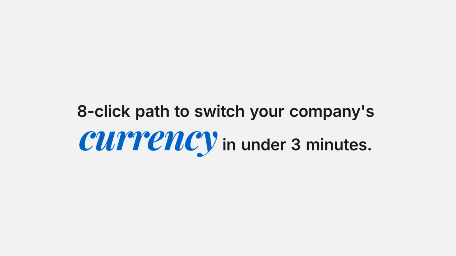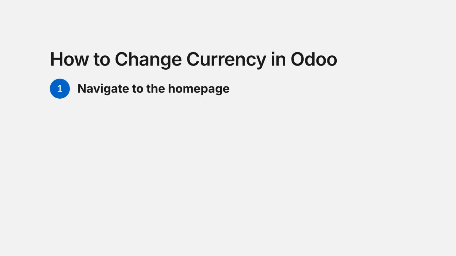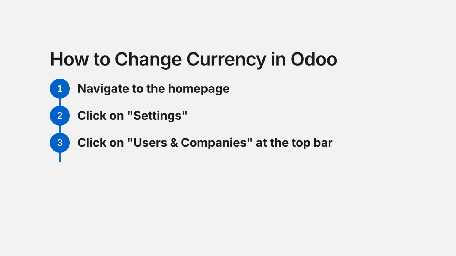Struggling to find the currency setting buried deep in Odoo's menu? Learn the exact 8-click path to switch your company's currency in under 3 minutes. We'll start at the homepage, dive into Settings, open Companies, and find the Currency field. Then I'll show you how to search and select your preferred currency.